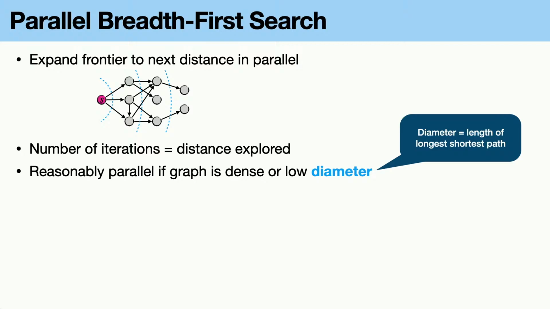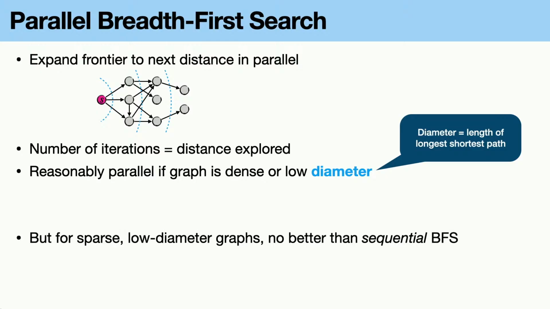The sort of easy parallel solution is to just simulate breadth first search in parallel, where you explore each frontier of the breadth first search in parallel, but you're still going to take a number of rounds or a number of iterations that's proportional to the number of hops in the breadth first search. So this is reasonably parallel if the graph is dense. It's also reasonably parallel if the graph has very low diameter, where the diameter is the length of the longest shortest path. But in general, if you have sparse low diameter graphs, you can't really argue that this does any better than just running breadth first search sequentially.